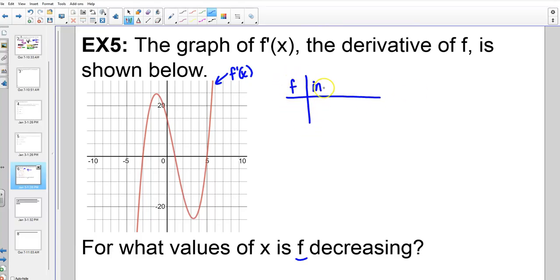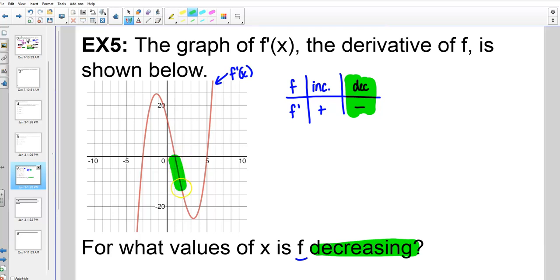So we got to think about our little chart, right? f is going to be increasing whenever f prime is positive, and f is going to be decreasing when f prime is negative. They are asking us for decreasing, which means f prime is negative. What does it look like on the graph for f prime to be negative? Below the x-axis. So it is this piece right here, and it is this piece right here.